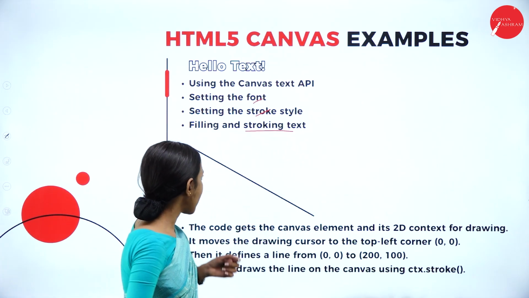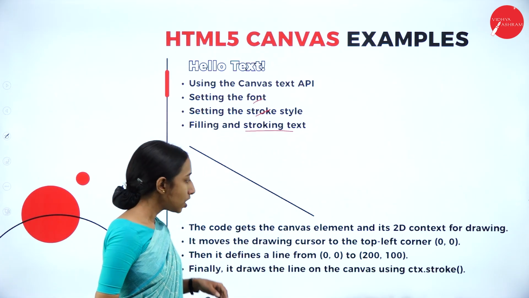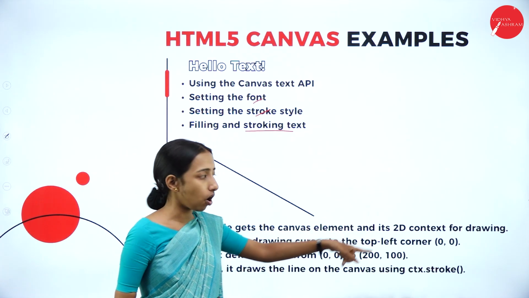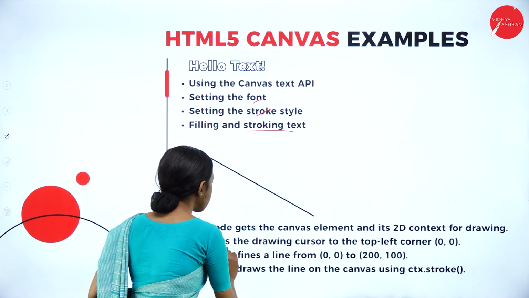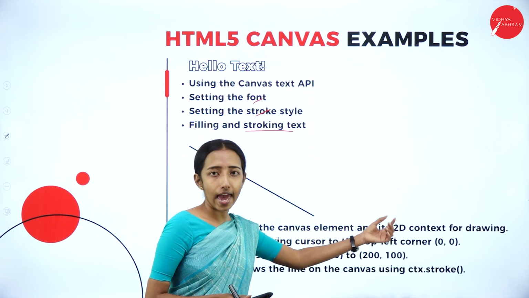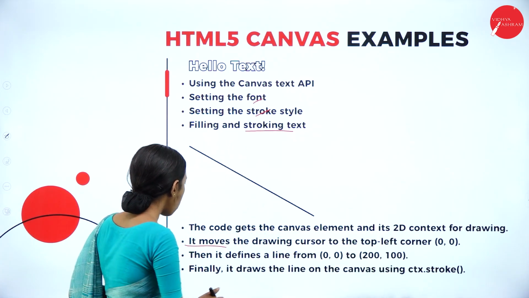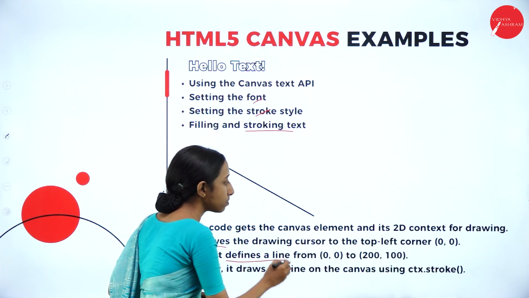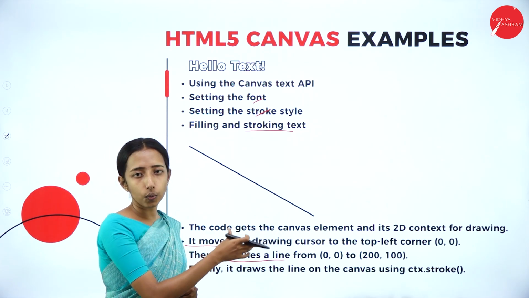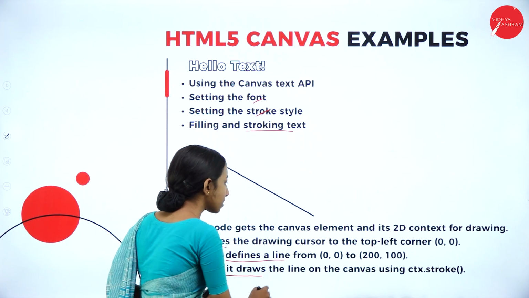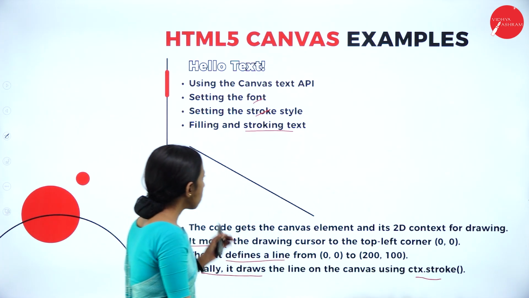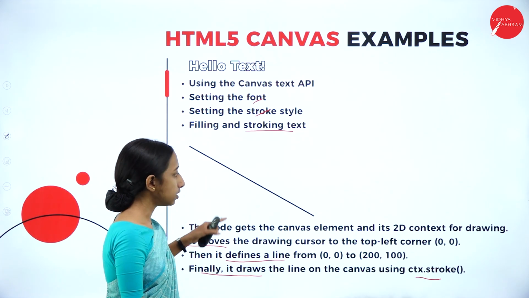And next example, you can see just a simple line. What are the things we have used? The code gets the canvas element and its 2D context for drawing, and it moves the drawing cursor to the top left corner. Here we are giving X and Y axis values, and it also defines the line from 0,0 to 200,100. And finally it draws the line on the canvas using the stroke method. So here is a simple line using these things.